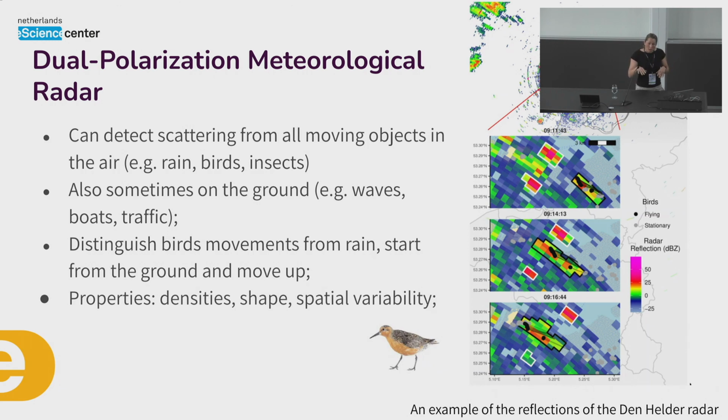So just to conclude on this type of data, we can detect scattering from all moving objects, okay? And sometimes also on the ground, could be traffic, you can see boats, you can see waves, if it's reflecting on the bottom. We can distinguish birds from rain because of their movement, they move from bottom to up. And we can find properties such as densities, shape, and spatial variability. So basically, it's a whole range of data you can explore.